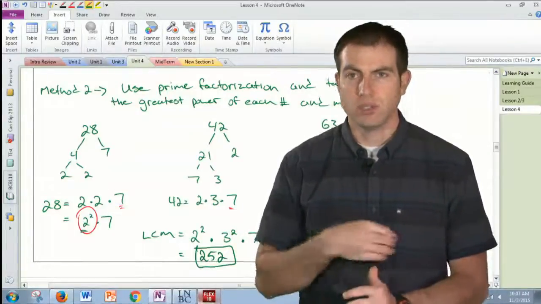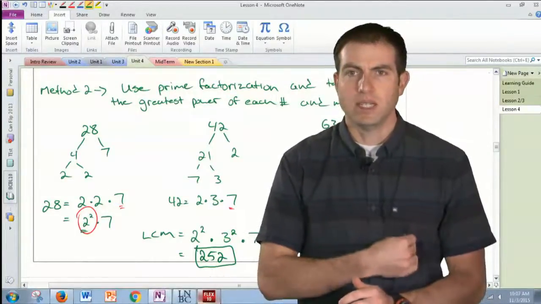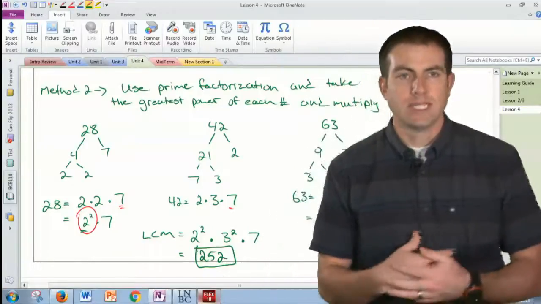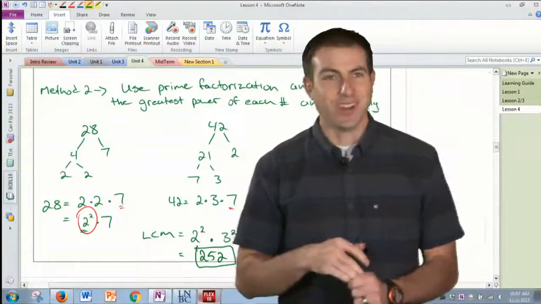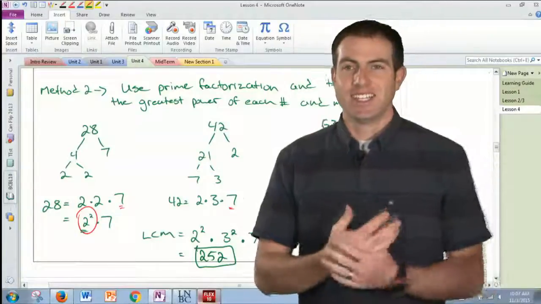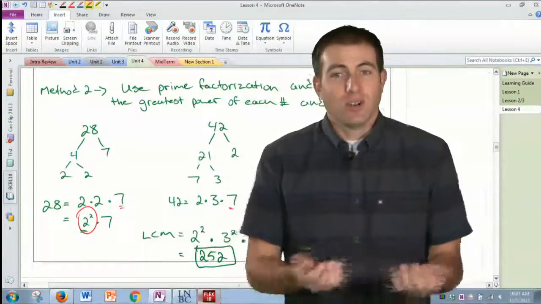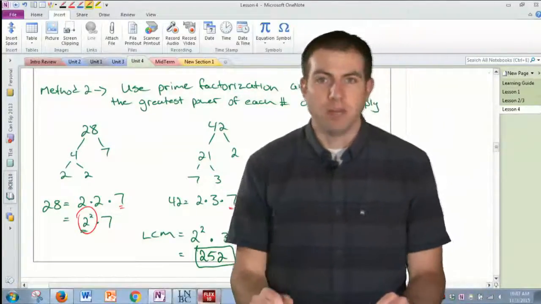Chloe's going with method 2. Taylor likes method 1. Not sure yet. You're undecided. So there's no right or wrong way to do this.